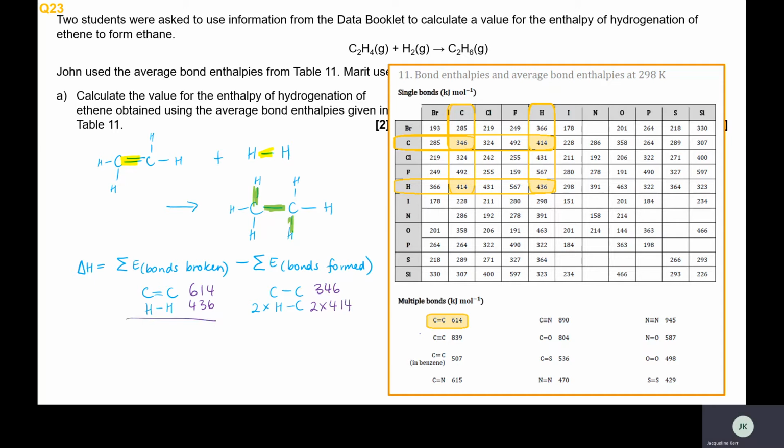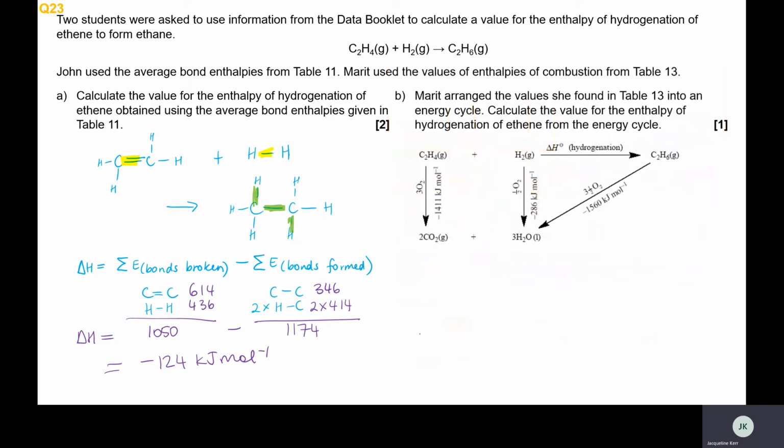Okay, so our bonds broken, 1,050. Bonds formed, 1,174. So our enthalpy change should be minus 124 kilojoules. I think the marks here might have said 125, or maybe might have been out by one or two, just because again these values are averages and they change from year to year what data they're using, or they get refined a little bit over time. So that's answered our first question, so we can get rid of that.